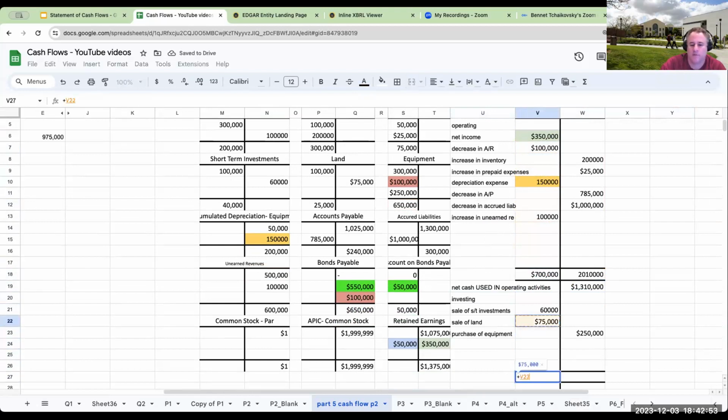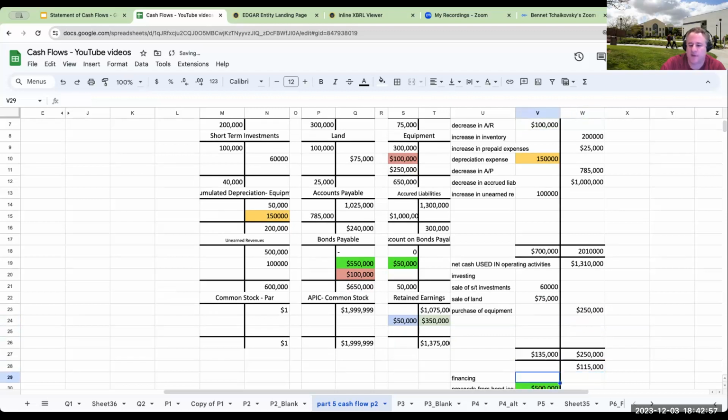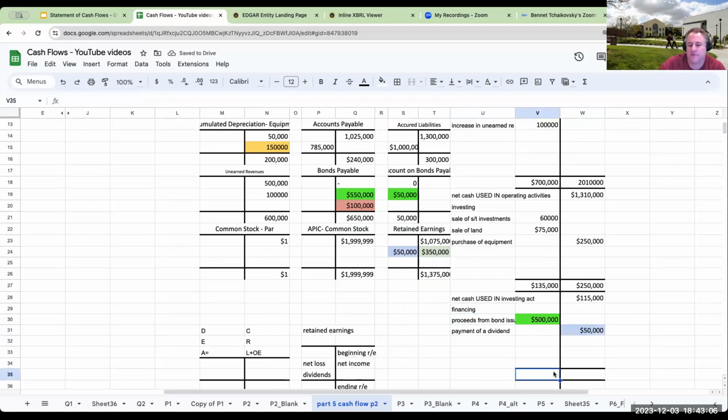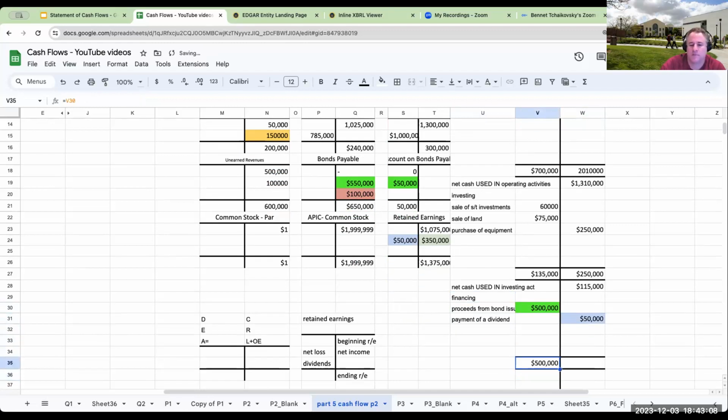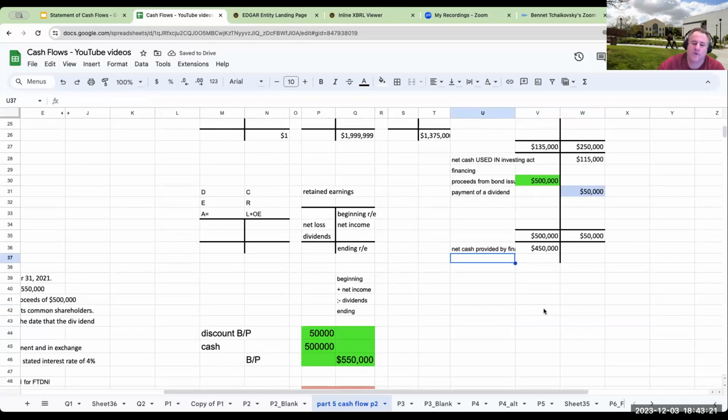Over here, for my investing activities, this is going to be net cash used in investing activities. Lastly, for financing, because it's positive, this is going to be net cash provided by financing activities of 450. To make sure I've done this question correctly, right?